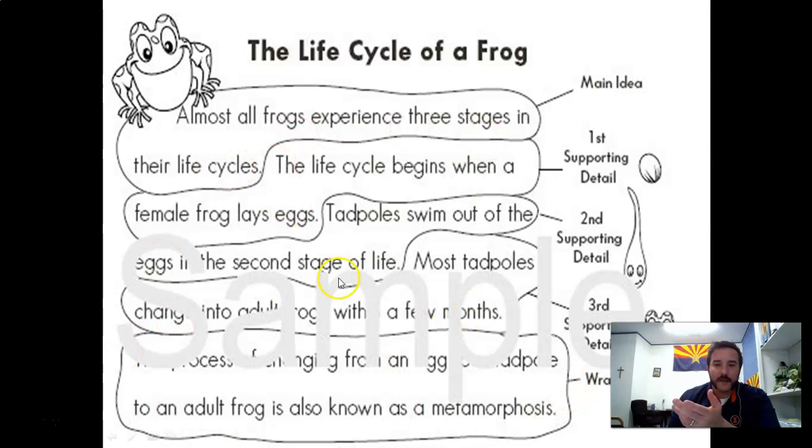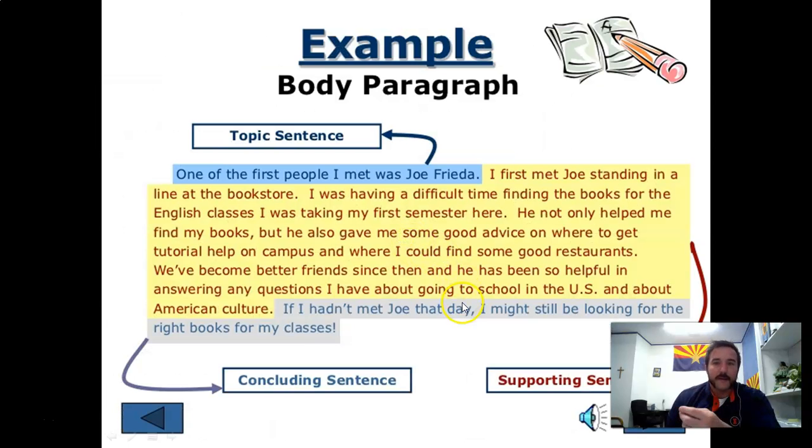And then we have a nice little conclusion sentence which wraps it up. It still talks about the life cycle of a frog. This is something we went through yesterday. Starts with the topic sentence, indented. That's the main idea. I'm not really going to go through in detail here because this is one we went through in great detail yesterday.